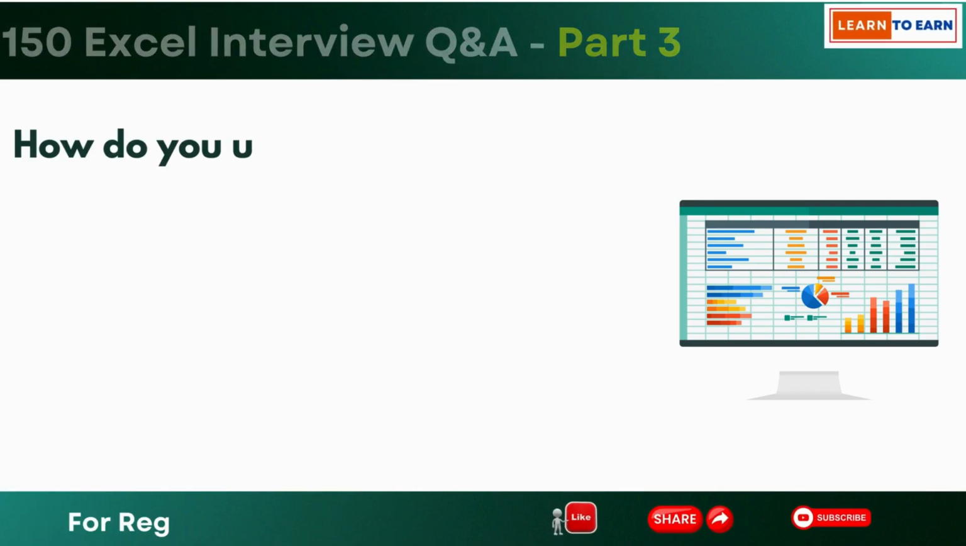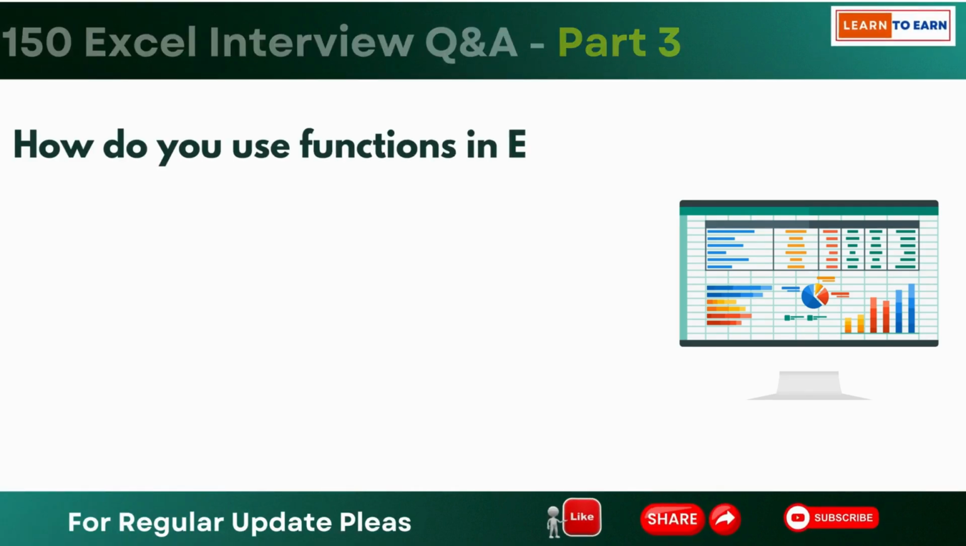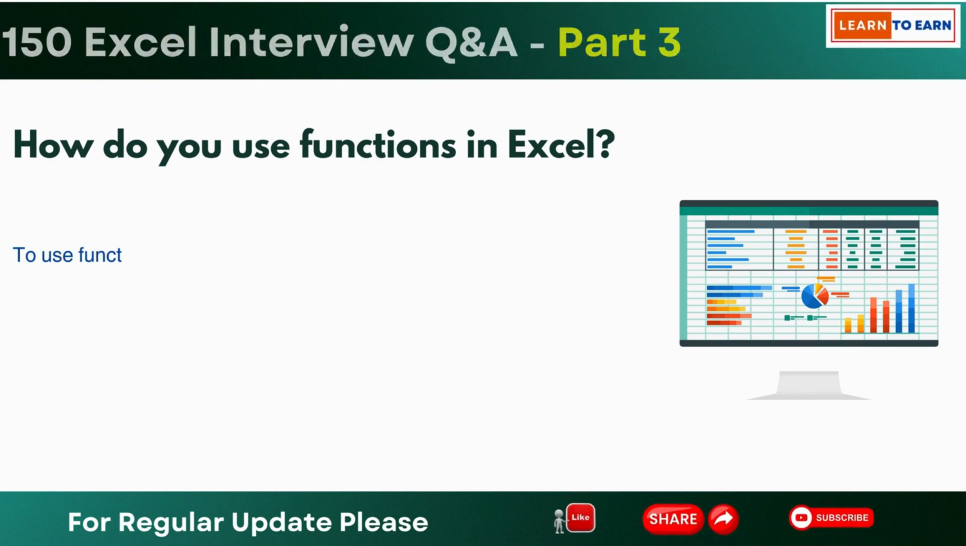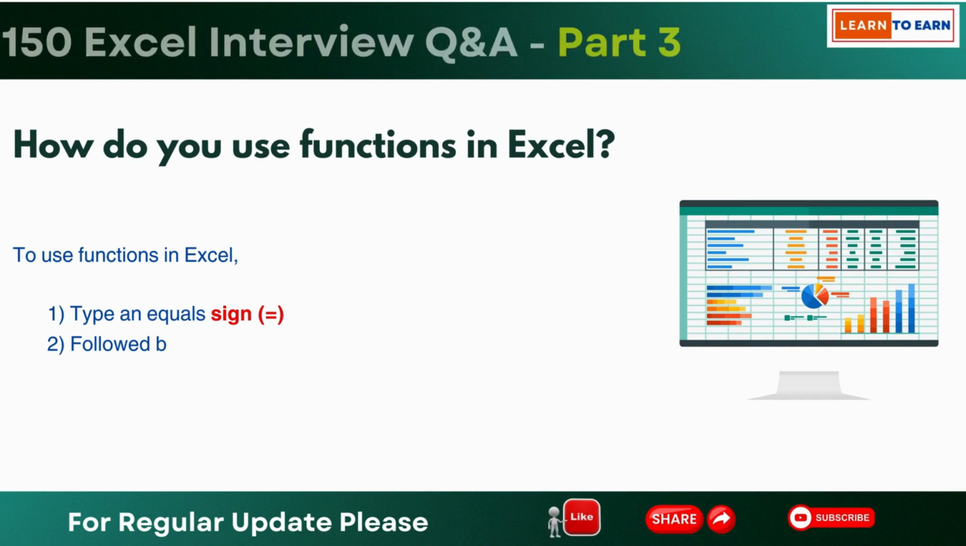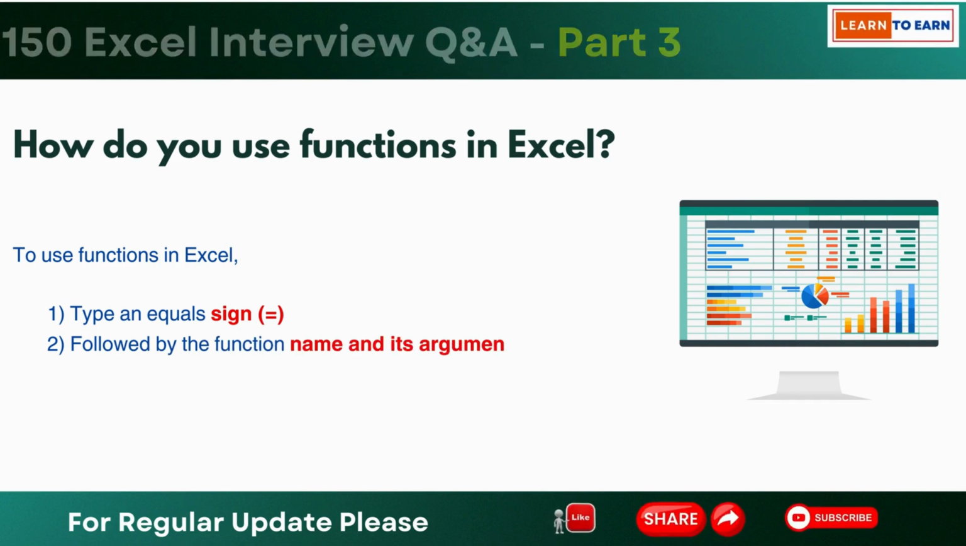How do you use functions in Excel? To use functions in Excel, type an equals sign, followed by the function name and its arguments, enclosed in parentheses.